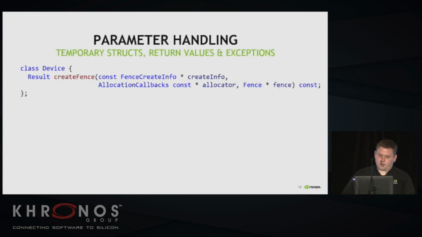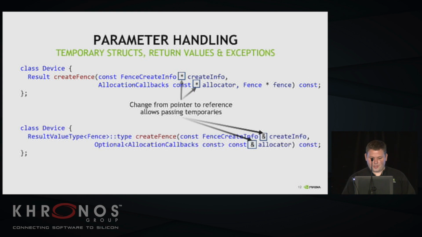The next part is parameter handling. So C++ allows stuff like temporary structs, exceptions, and also, me personally, I like having return values if I create an object, and not passing in output pointers as parameters. The problem with the Vulkan API is you have to pass in pointers everywhere, which is quite good for C. But in C++, instead, you want to pass references to objects. So we created a version of each function with references instead of pointers, to allow some features.